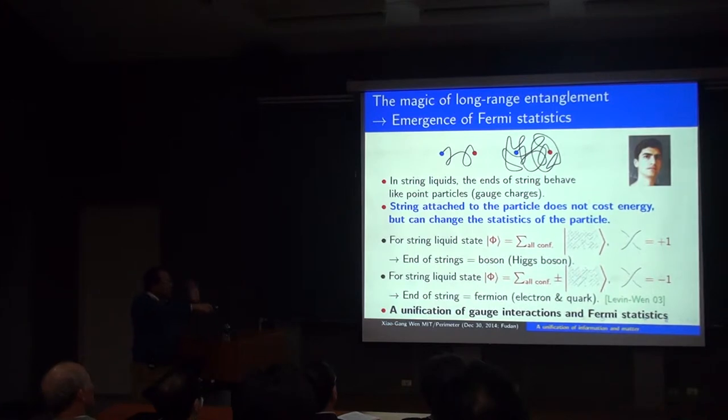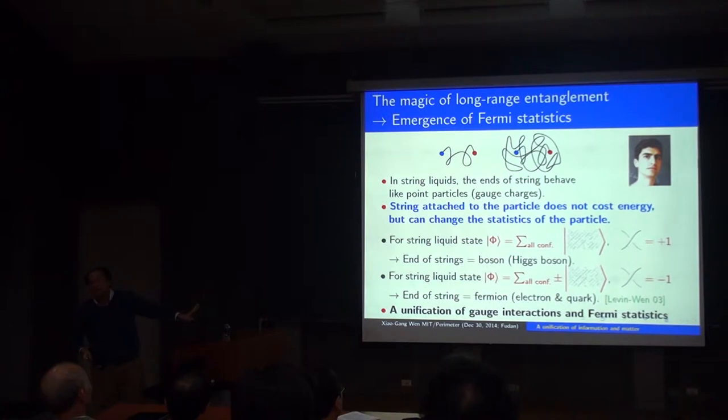Okay, and this plus-minus sign follows these rules. We can project the three-dimensional string liquid to two dimensions. Then this projection would make loops cross. Whenever you see a loop crossing, we have a minus sign. So you just count how many loop crossings there are. If we have a total even number of loop crossings, we have a plus sign. If we have a total odd number of loop crossings, we have a minus sign. If you use this way to assign the sign for the wave function, then the end of the string will change statistics from boson to fermion. So this is the recent progress.